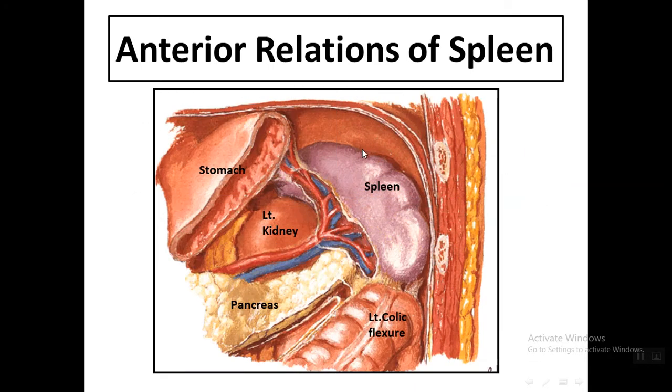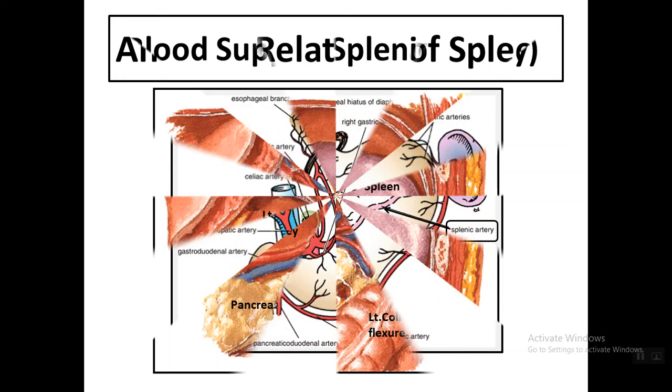Here is another picture showing that the spleen lies deep in the left hypochondrium under the cover of the diaphragm and is related to the 9th, 10th and 11th ribs. The anterior relations will be the left kidney, the tail of the pancreas, the left colic flexure, and the stomach. Most of the stomach here is removed. These are the anterior relations of the spleen.